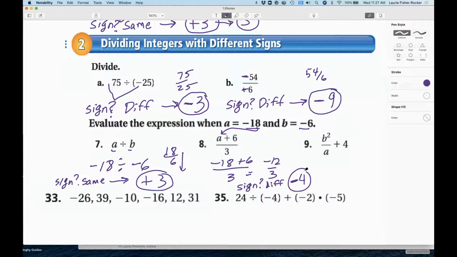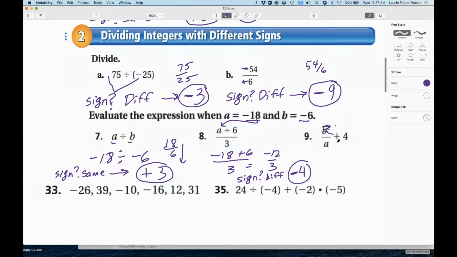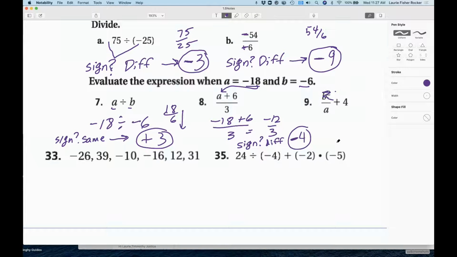I'm not going to do number 9. I don't think I did number 9 as a problem, like with the exponents, so I don't think we did that, so I'm going to skip. On this one, it's asking you to find the mean, I believe. So if we're finding the mean, that means we're finding the average.